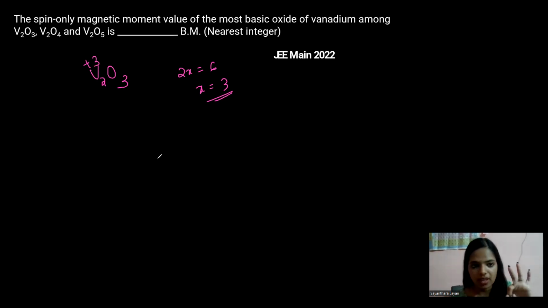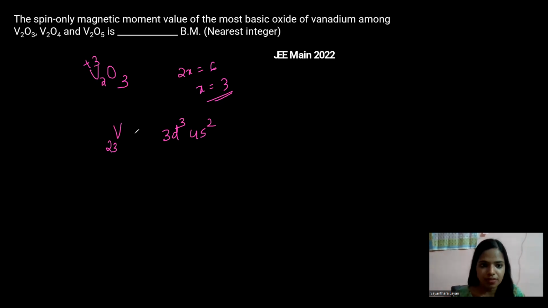Vanadium atomic number is 23. So the configuration of the vanadium atom is argon 4s2 3d3. So for vanadium 3 plus, V3+, it will be 3d2, right?